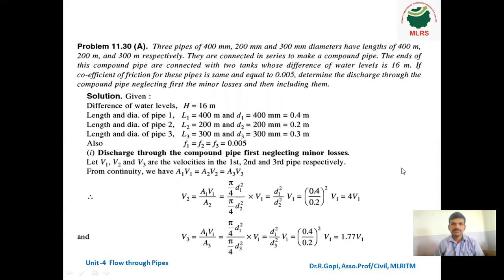Students, let us continue with the next problem. In this problem, we have compound pipes. We know what is meant by a compound pipe: there are pipes of different diameters and different lengths connected in series from one tank to another tank. That is called a compound pipe. Last class we saw one problem.